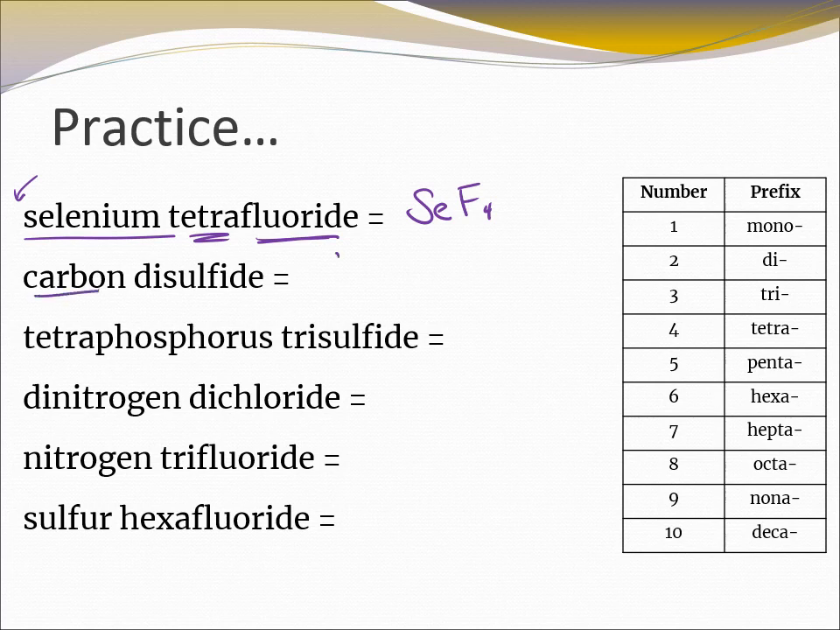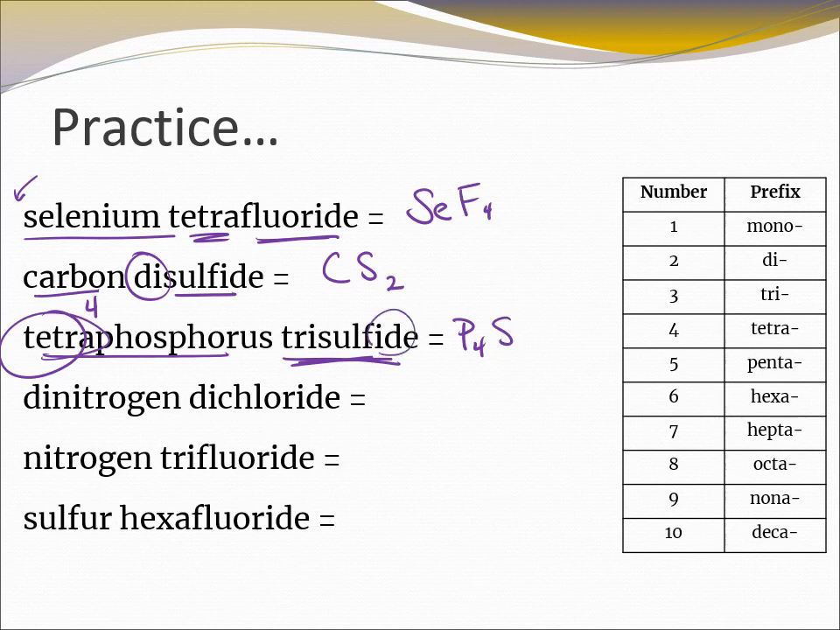Carbon, I only have one, so just big C and only one of them. Sulfide came from sulfur, and there's going to be 2 of them. Tetraphosphorus. Phosphorus, remember that tetra is 4. I'm not sure what the plural of phosphorus is. Trisulfide, capital S for sulfur, because we get sulfide from sulfur, and then tri will be that 3.